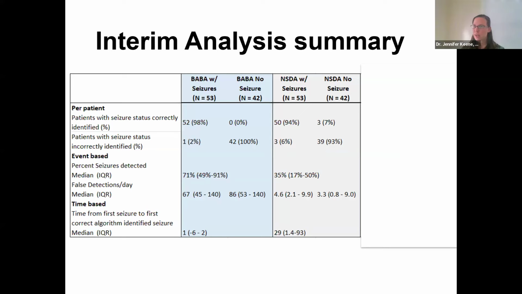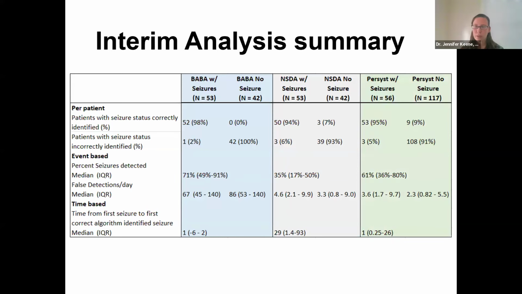It only identified, by any overlap, 35% of the individual seizures, but the false detections were much, much lower: 4.6 and 3.3 false detections per 24-hour period, much more reasonable. And the time to detect a first seizure was quite a bit longer, 29 minutes from the first seizure to when the algorithm picked it up, as a median.